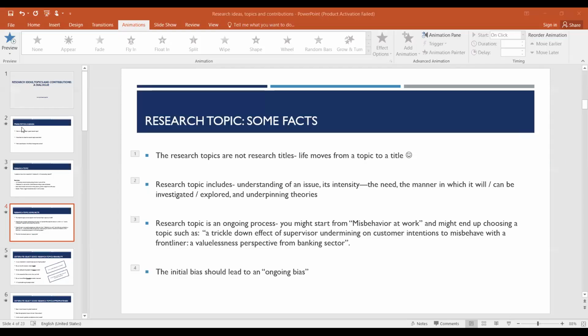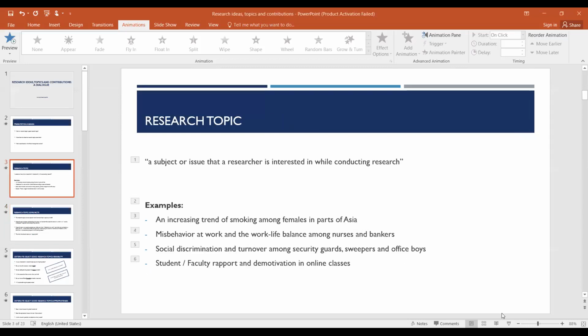Excuse me, Sir Kashif. Your screen is not being shown. Can you please screen share? Yeah, please. Okay. Can you see the screen now? Yes, sir. Now we can see. Okay.